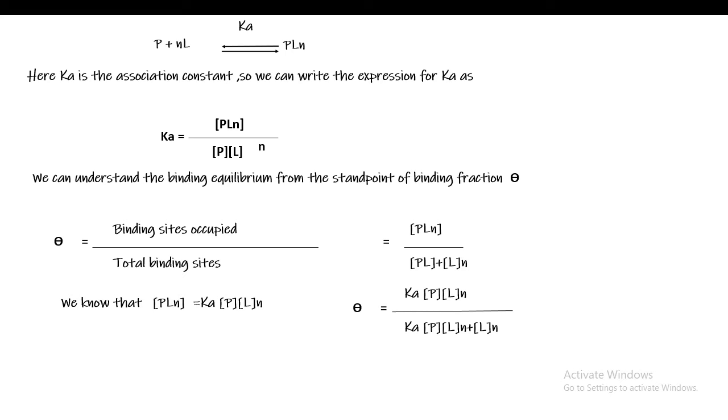And a little bit of juggling around the terms and taking common, we can derive that theta, or the binding fraction, is L to the power n divided by L to the power n plus 1 by Ka. The 1 by Ka term is actually the dissociation constant, because the dissociation constant is just the opposite of the association constant. So we can modify the phrase and write it like this.